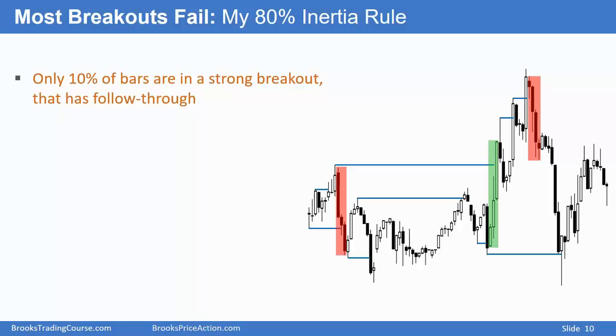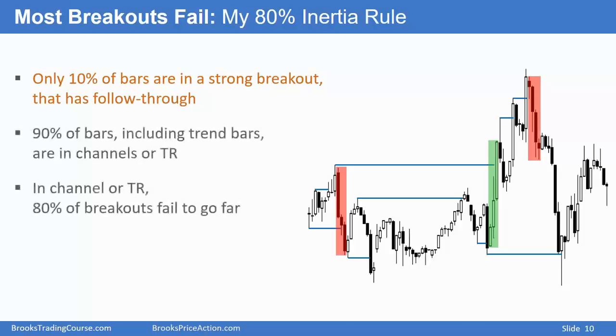Most of the bars, 90% of the bars on the chart, are either in channels or in trading ranges, even if the bars are pretty big trend bars. When the market's in a channel or a trading range, 80% of the breakouts will fail to get very far.